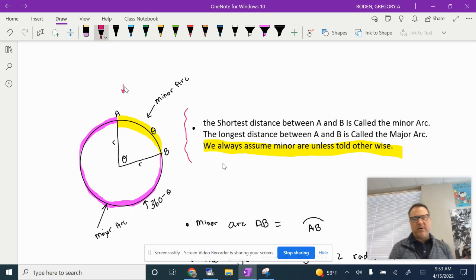Now, this is an important part. In this class, we always assume minor unless we are told otherwise. Do you guys understand that? So when I say find the arc length of AB, I'm always speaking about the minor arc. Sometimes math books will put another point in between A and B, so you could say find ADB or something like that. But I always just say minor arc or major arc.